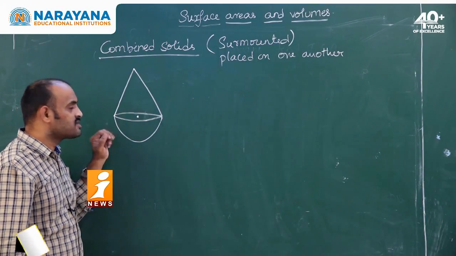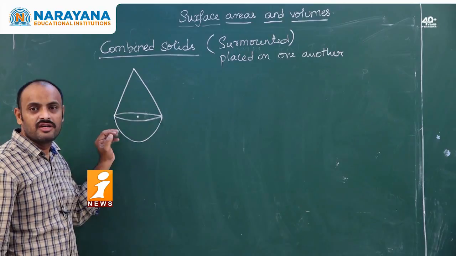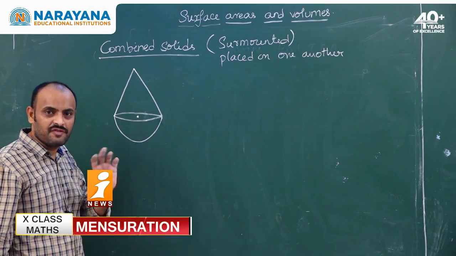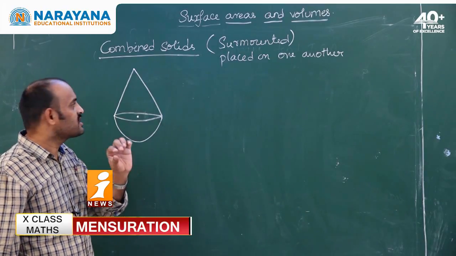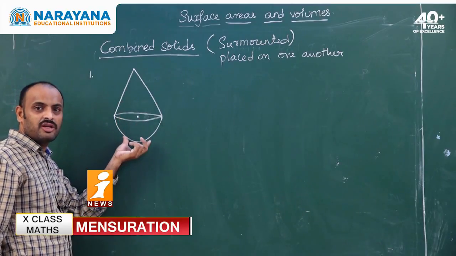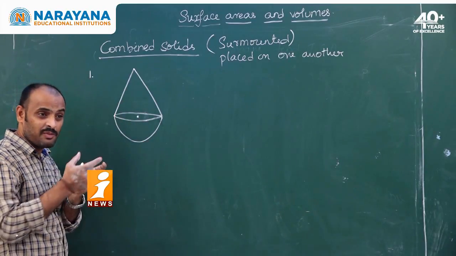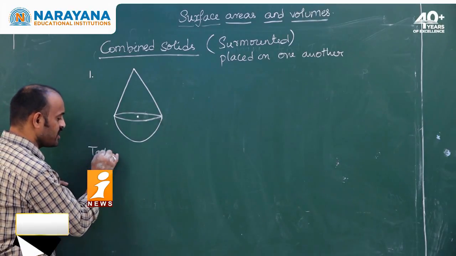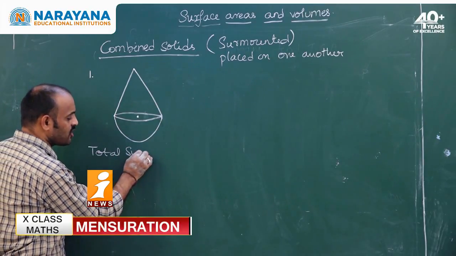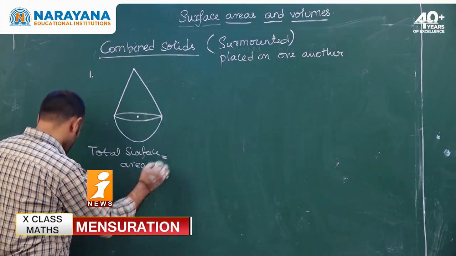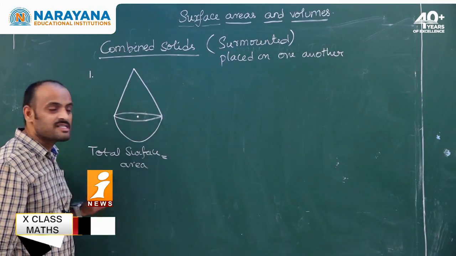For combined solids, if this kind of figure is given, there is no curved surface area, only surface area. We all know that surface area means total surface area. So this is a cone surmounted on a hemisphere. Cone is surmounted means placed on the top. So what is the total surface area here? Surface area or total surface area, both are the same.